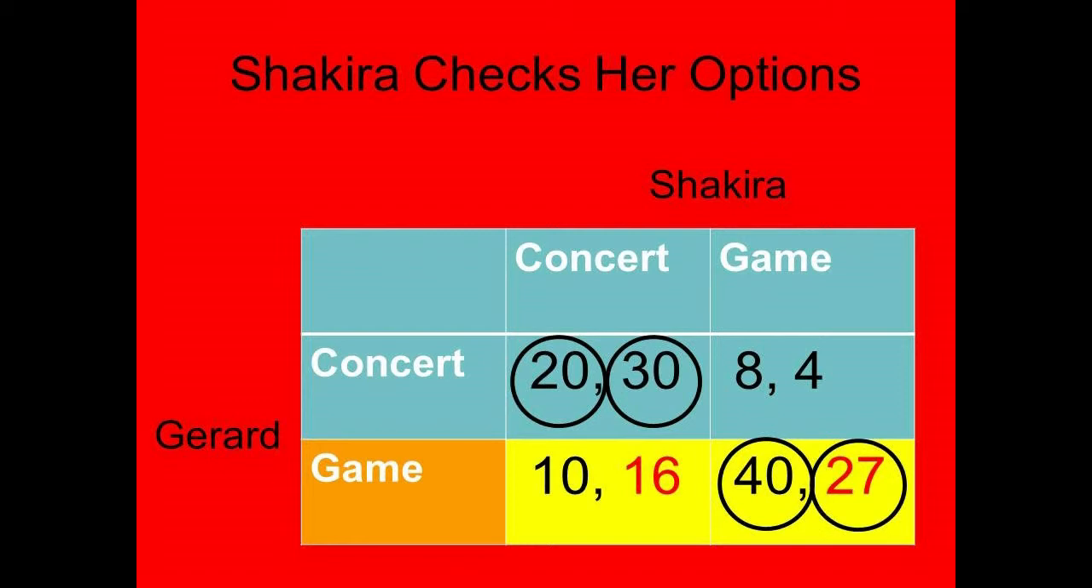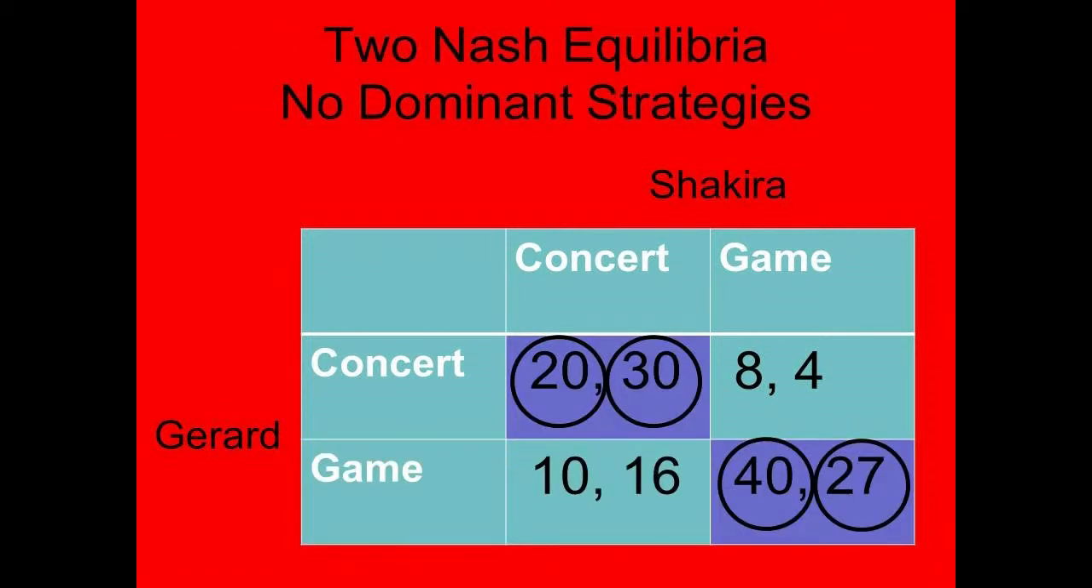We see that there are two circles in both of the boxes representing the players being in the same place. So there are two Nash equilibria. One is both players going to the concert, and the other is both players going to the game. That makes sense because if they're both in the same place, neither one wants to independently go to the other place.